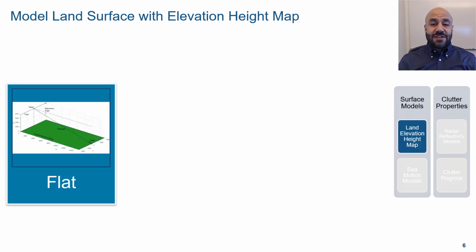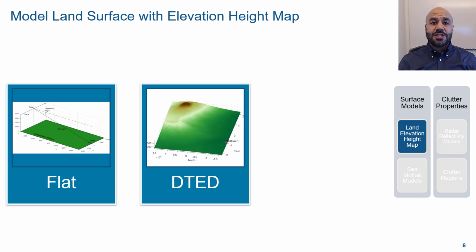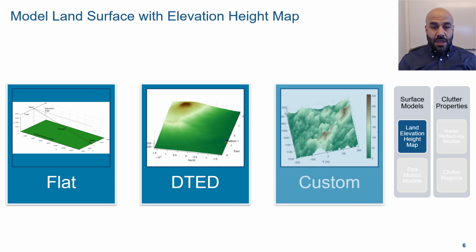For the land surface elevation height map, you have three choices. You can start with a flat surface, the simplest form, or you can import a digital terrain elevation data, a DTED file, or any other file that contains the elevation height map of a terrain. You can also model a custom elevation height map. There are helper functions that you can use, or you could bring in your own function to generate your customized elevation height map.